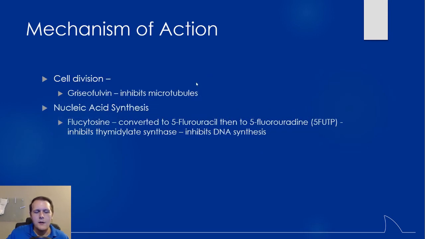Other agents may work on cell division specifically. Another common one we see used for a lot of topical fungal infections is griseofulvin, which inhibits the microtubules. If you remember back to your studies of mitosis, microtubules are really important for pulling chromosomes apart when the cells are splitting apart. If you inhibit that, that's going to be a big way that we can prevent fungal cell replication.